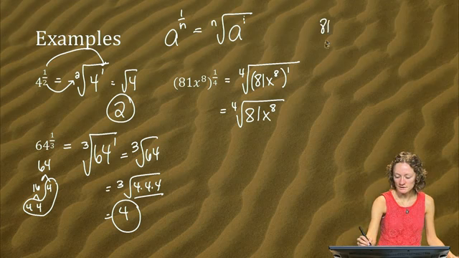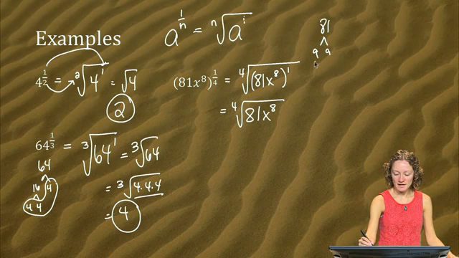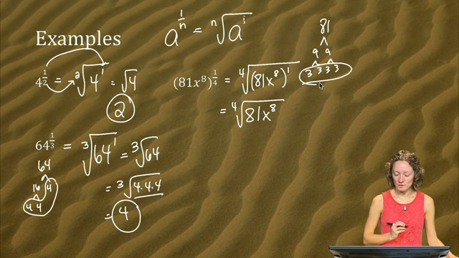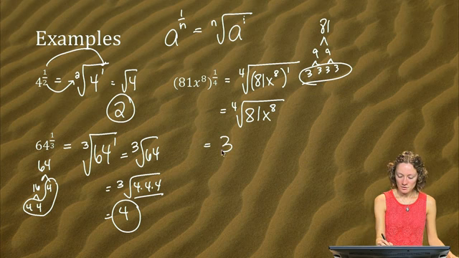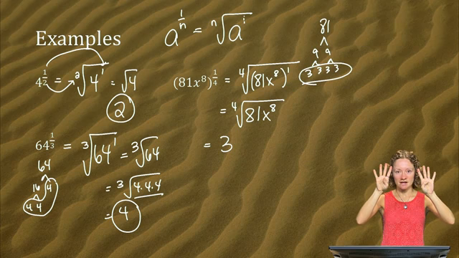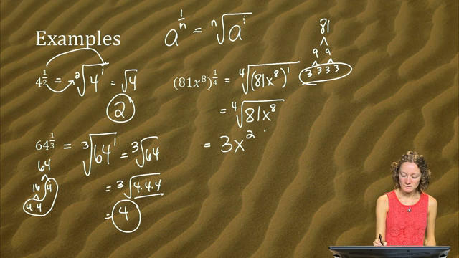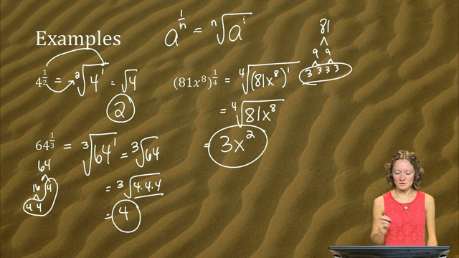So we can take 81, break it down to 9 and 9, each of those 9s to 3 and 3. We need a group of 4, so we have 1. So a 3 comes out. Then we have 8 x's. We want groups of 4. There are 2 of them. 2 x's come out. And there's our simplified problem.